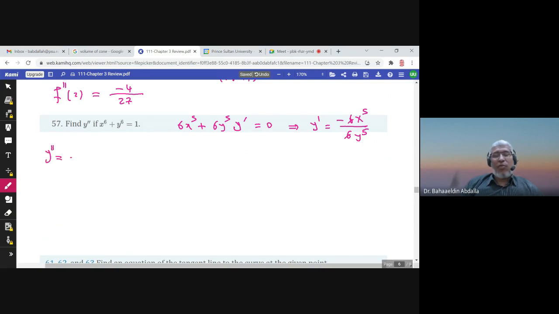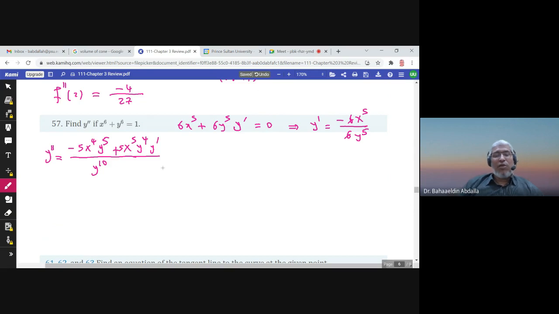Now y double prime would be over y to the power 5 raised to the power 2. 2 times 5 is 10. Now the derivative of x to the power 5 is 5x to the power 4 times y to the power 5, the denominator. Notice this minus outside, so minus times minus would be plus. x to the power 5, which is the numerator, times the derivative of y to the power 5, which is 5 y to the power 4 y prime.